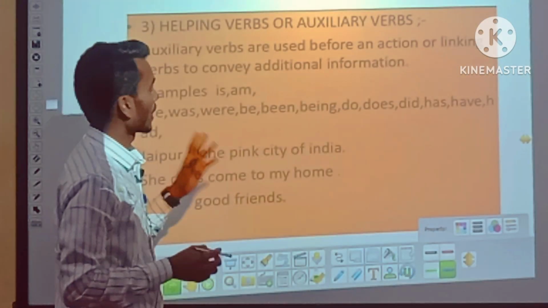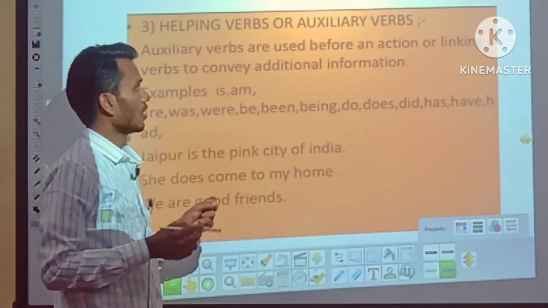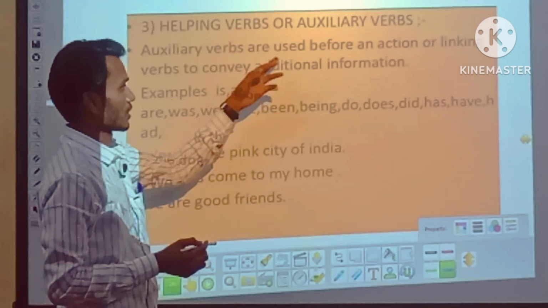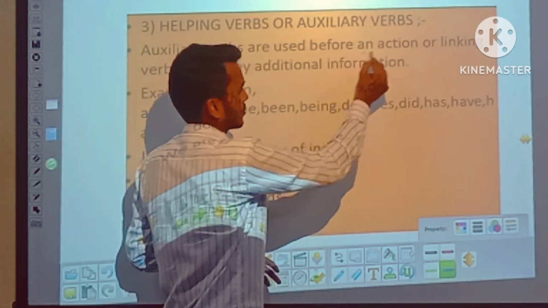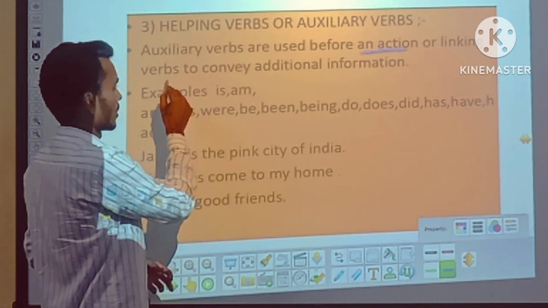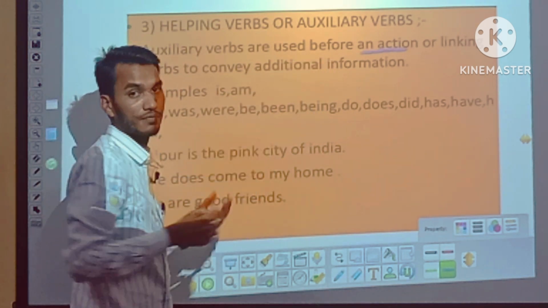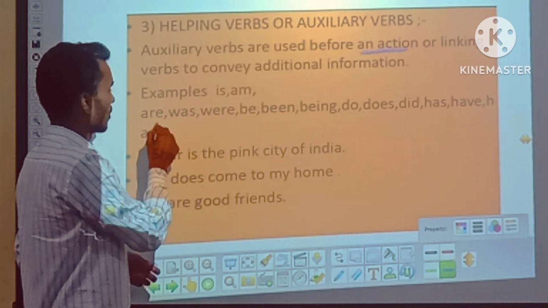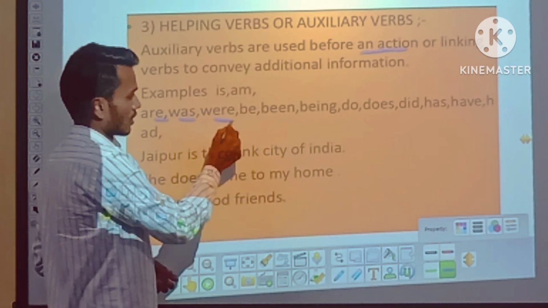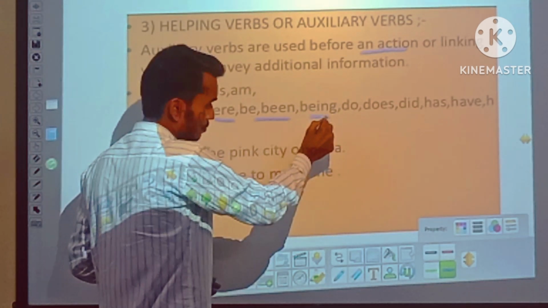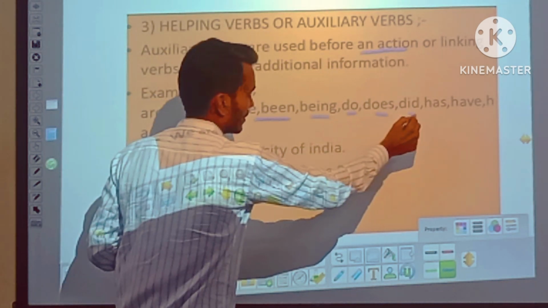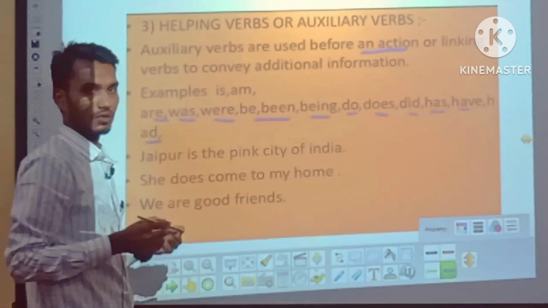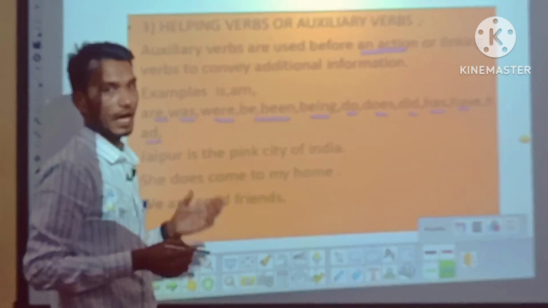Then we have helping verbs, also called auxiliary verbs. Auxiliary verbs are used before an action or linking verb to convey additional information. For example: is, am, are, was, were, been, be, being, do, does, did, has, have, had. These are the examples of helping verbs.